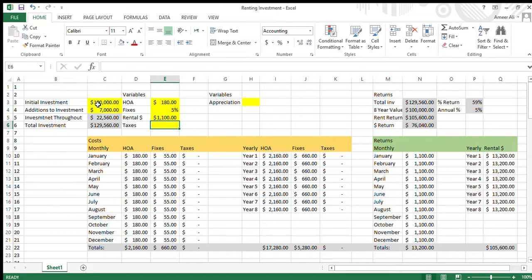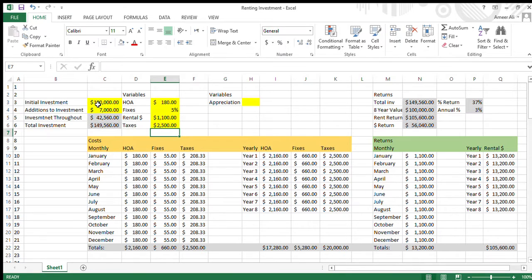And then the taxes, let's make the taxes $2,500. That's how much you're going to have to pay as the homeowner. And appreciation over a period of time, let's say appreciation of the house is 3%. That's it. You typed in those numbers. Now you have a clear statement of how much you're going to get back. You see that here there are the monthly costs, HOA, how much it's going to cost. Your fixes, 5% of your rent, is $55.